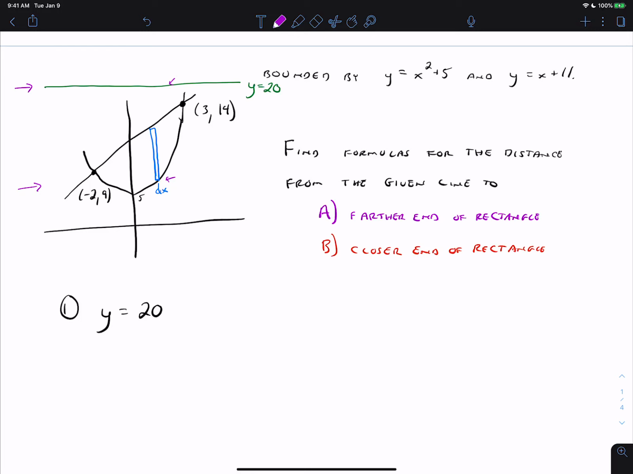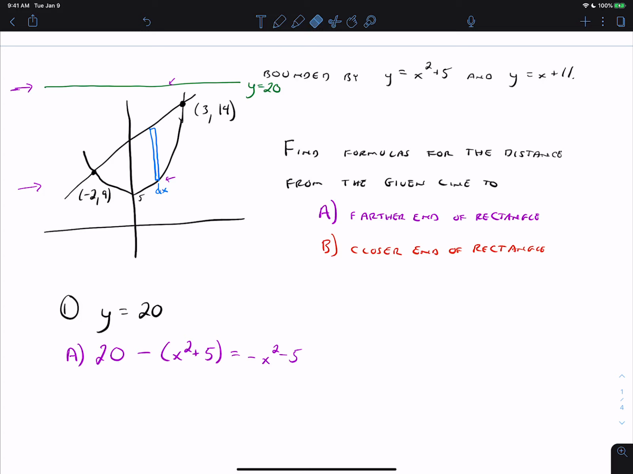So in order to find that, you take the top y minus the bottom y. Well, the top y up here is 20. The bottom y is whatever the y value is at the given x value. Because it's dx, we put everything in terms of x. The y value there, it's on the parabola, so it's x squared plus 5. So top y is 20, bottom y is x squared plus 5. That simplifies to negative x squared minus 5, which is the answer to part A.